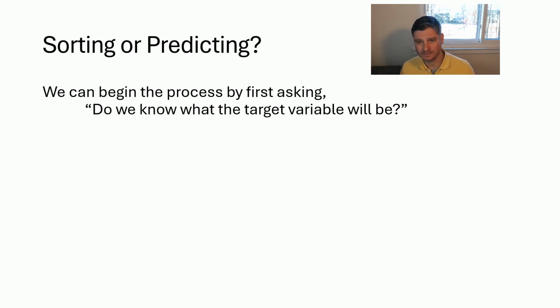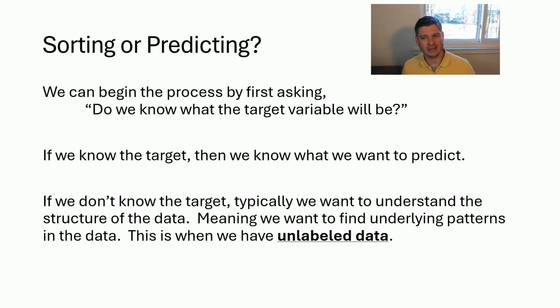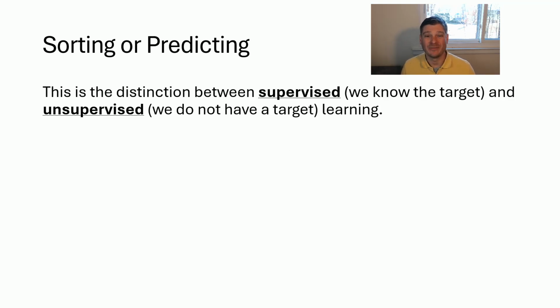But after that, I typically go through a slightly different thought process in my head that I'm going to try to explain now. So once I have enough data, my first question is, do I know what my target variable actually is going to be? If I know what the target is, then I know exactly what it is I'm trying to predict. And if I don't know the target, then typically I'm still trying to understand the structure or some of the underlying patterns in my data. This is also when we say that we have unlabeled data because I don't know what that target's going to be. Now, this is also the distinction between supervised, I know what the target is, and unsupervised, I don't know what the target is, types of machine learning.